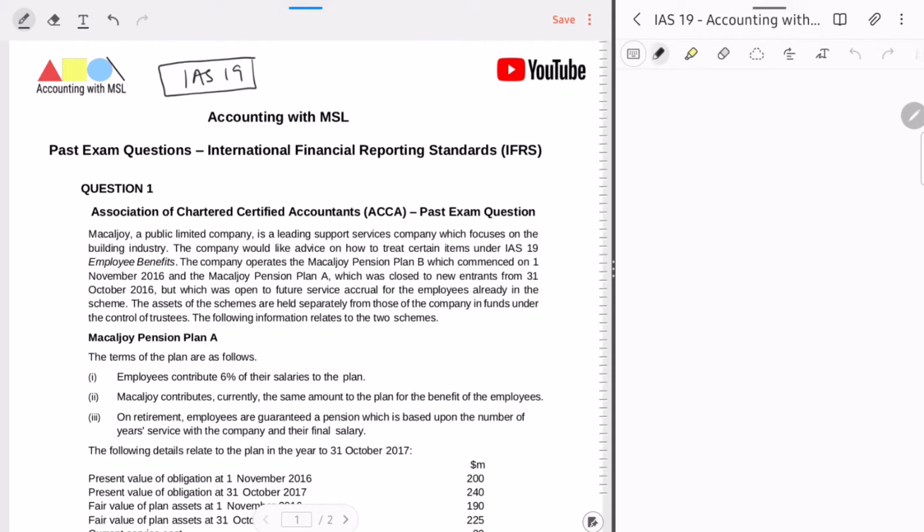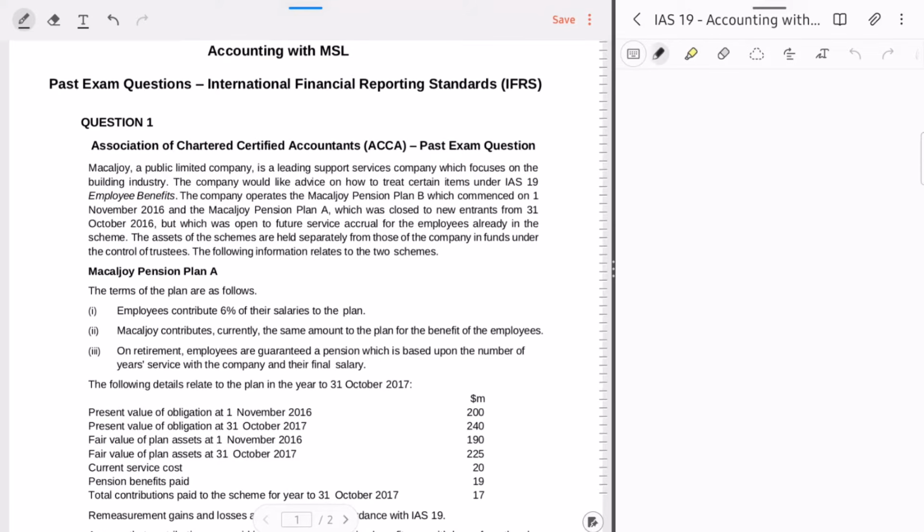I'll take you through two very detailed past exam questions. And by the time we are done, you will know how to attempt every single employee benefits past exam question you come across in any exam anywhere in the world. So let's begin. In the first question, we are dealing with a company known as McAljoy.